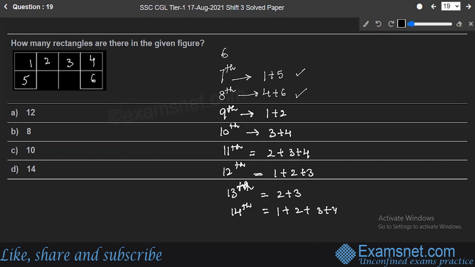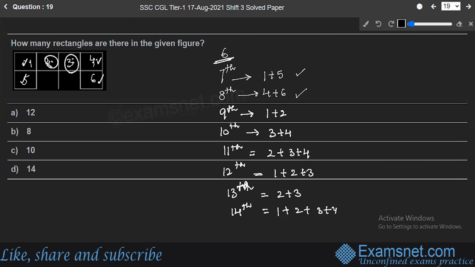How many total rectangles are there? 6 rectangles were there originally in the given figure, as you can see. The seventh one is the combination of first and 5. The eighth one is a combination of 4 and 6. The ninth one is a combination of 1 and 2. 10th one is a combination of 3 and 4. 11th one is a combination of 2, 3 and 4. And 12th one is a combination of 1, 2 and 3. 13th is a combination of 2 and 3.